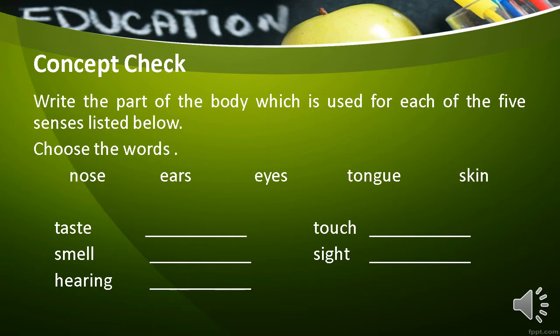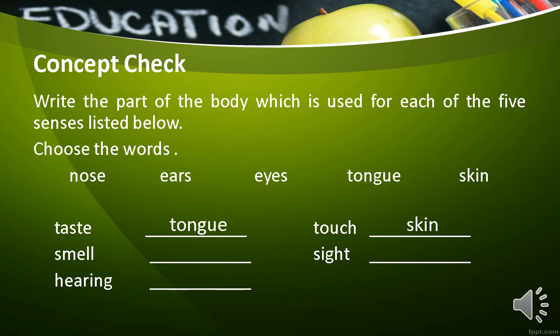Okay students, as we have revised the 5 senses, let's check the knowledge by doing this concept check. Write the part of the body which is used for each of the 5 senses listed below. Choose the words from these 5 options. The first one is taste. We taste things with tongue. The next is touch. We can feel touch with the skin.